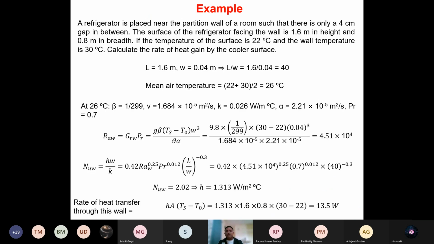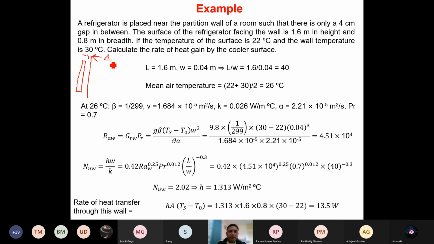Let's look at one example. A refrigerator is placed near the partition wall of a room such that there is only a 4 cm gap. So the system is like this. Maybe I will draw it one more time for you. This is the wall, let's say. This is the refrigerator wall. Okay, and there is a partition wall. So this gap is there. This gap is given as 4 centimeter.